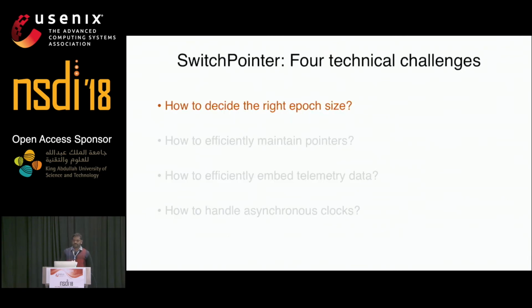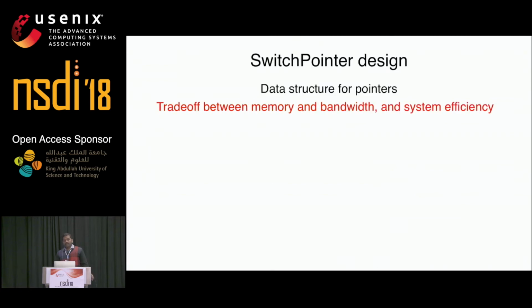Despite the simple design of SwitchPointer, it has mainly 4 technical challenges. First challenge is about finding the right epoch size and a data structure that provide a favorable trade-off between switch memory and bandwidth between data plane and control plane. In addition, it should also allow efficient retrieval of the containing flows and packets at fine-grained timescales.